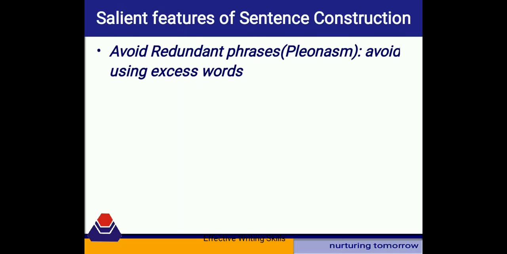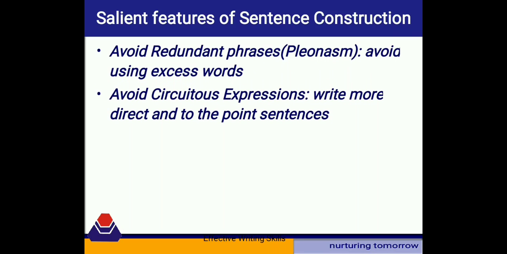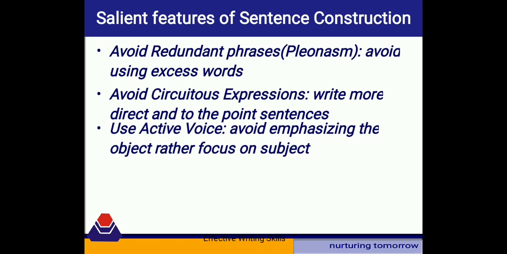Avoid redundant phrases. This is known as pleonasm. When we use excess words, that creates redundancy in the sentence. So we should try avoiding excess words. Avoid circuitous expressions. We should not try beating around the bush. We should come directly to the point. So write more direct and to-the-point sentences.